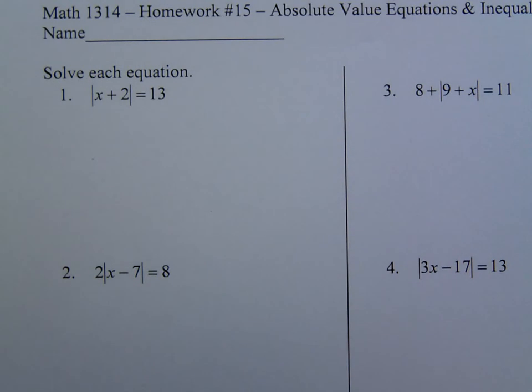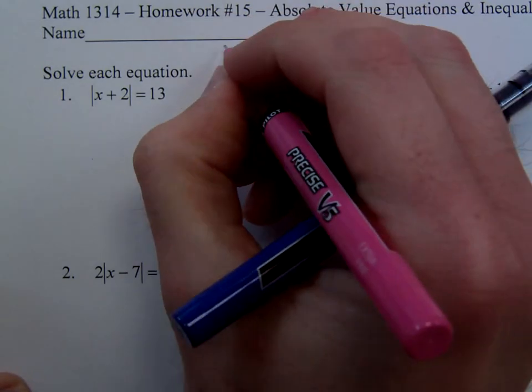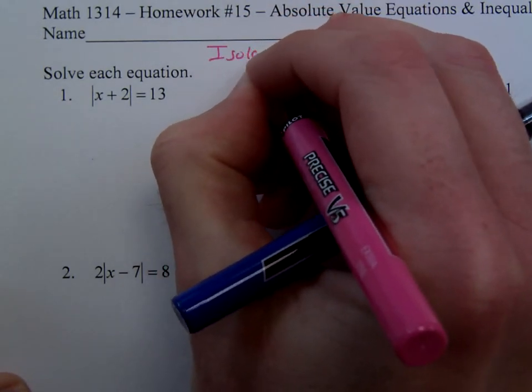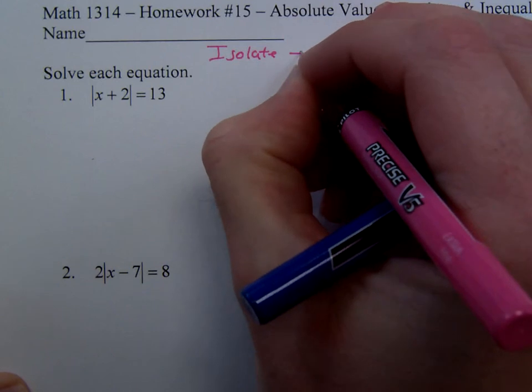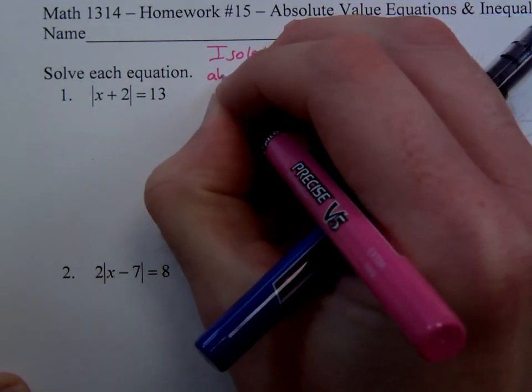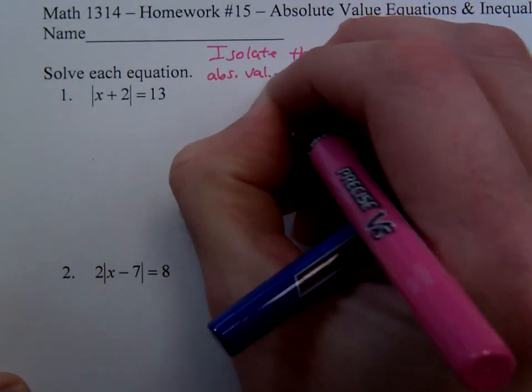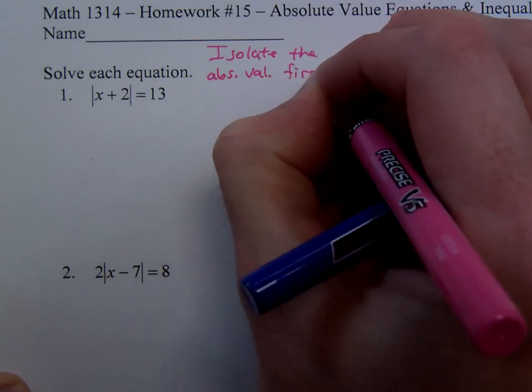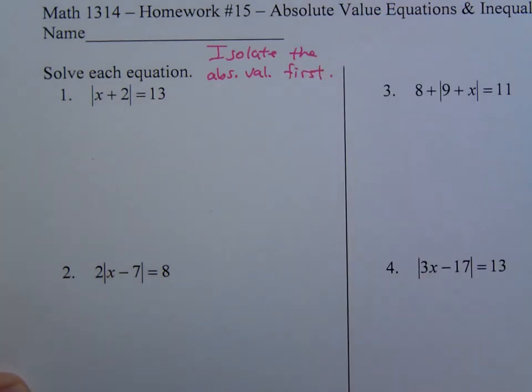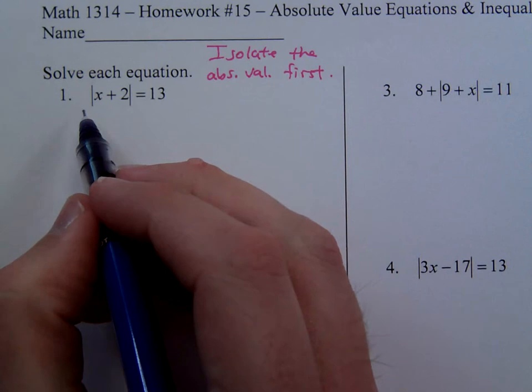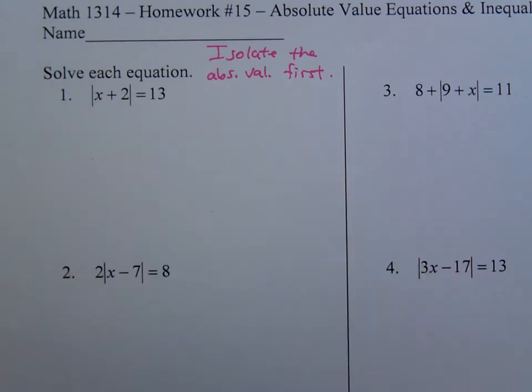Now we're on to discussing absolute value equations and inequalities. One of the key things we need to remember here with absolute value equations and inequalities is that you must isolate the absolute value first. That's priority number one. So number one, this absolute value is already by itself.